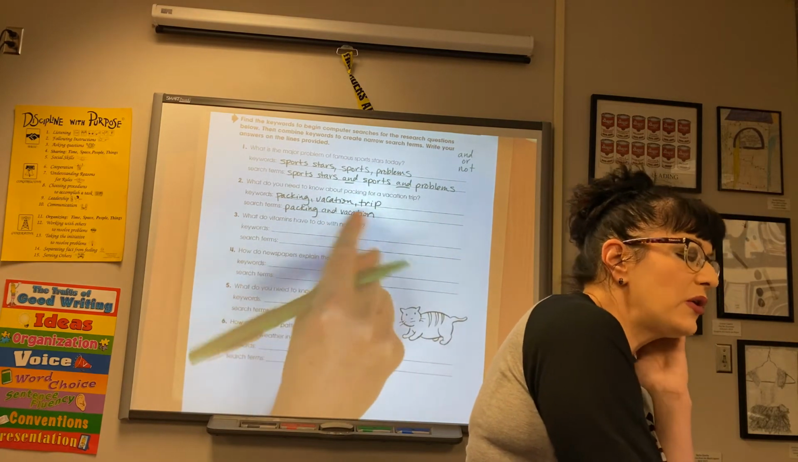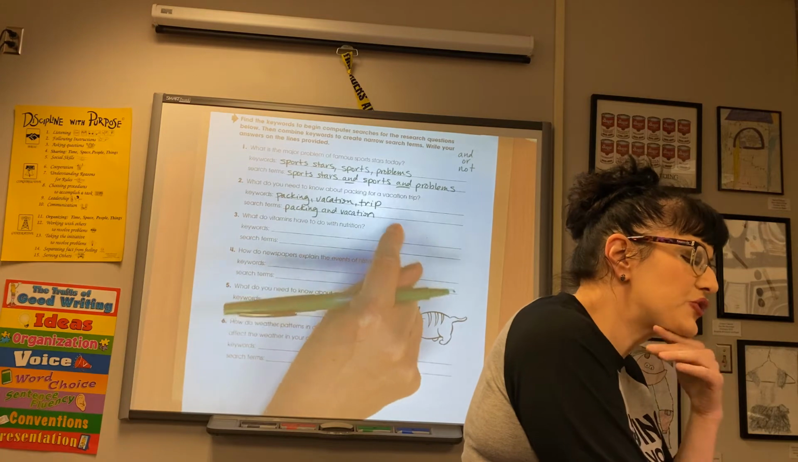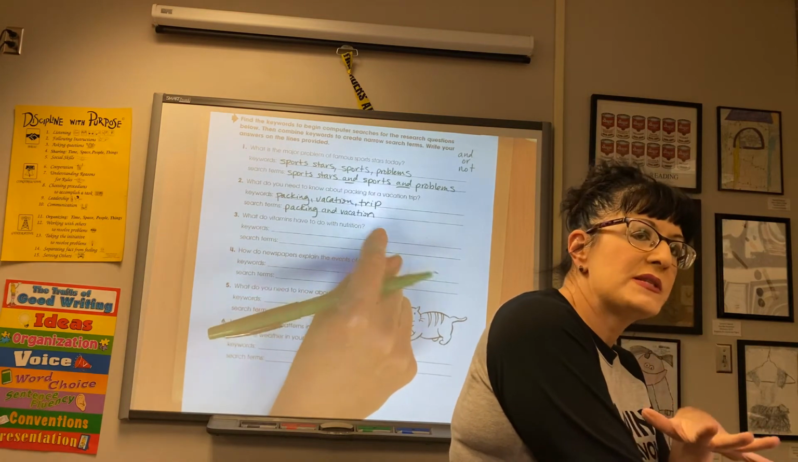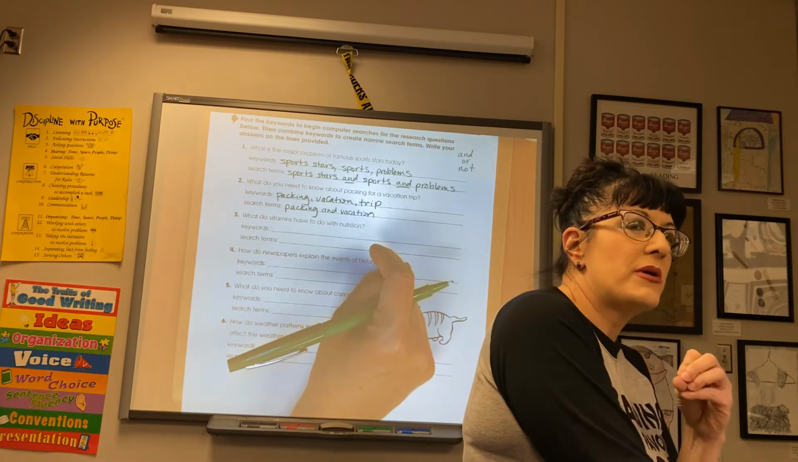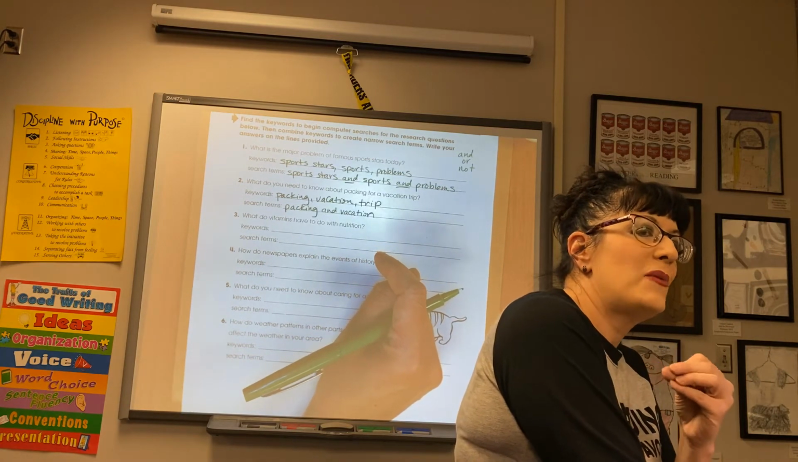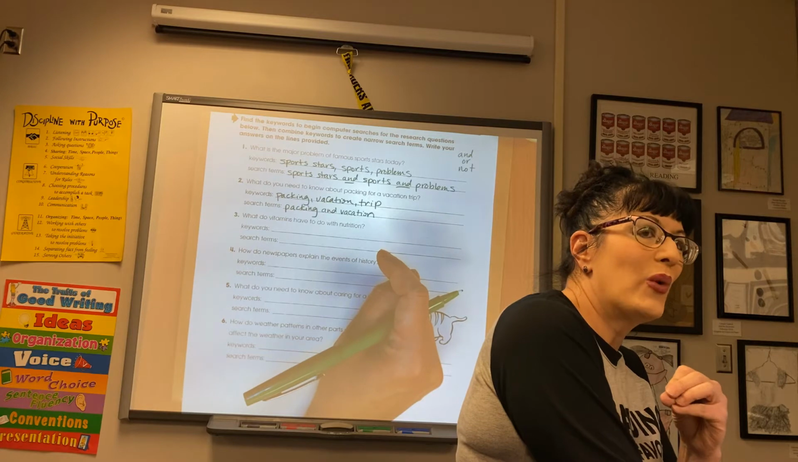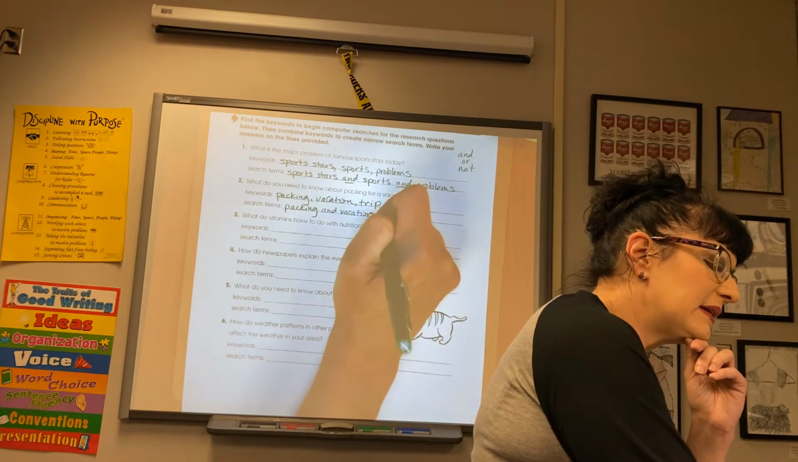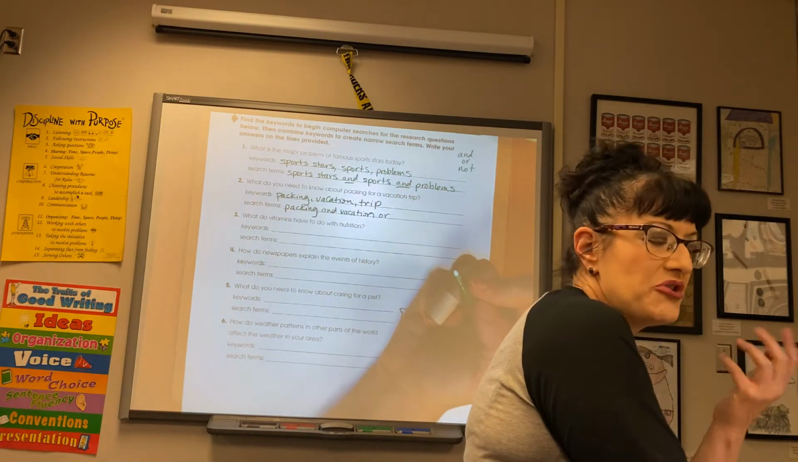And then what will you go here between vacation and trip? You've got to think for a second, are vacation and trip basically the same word? If they're basically the same word, that's when you use that "or", because you want to search for vacation or trip.